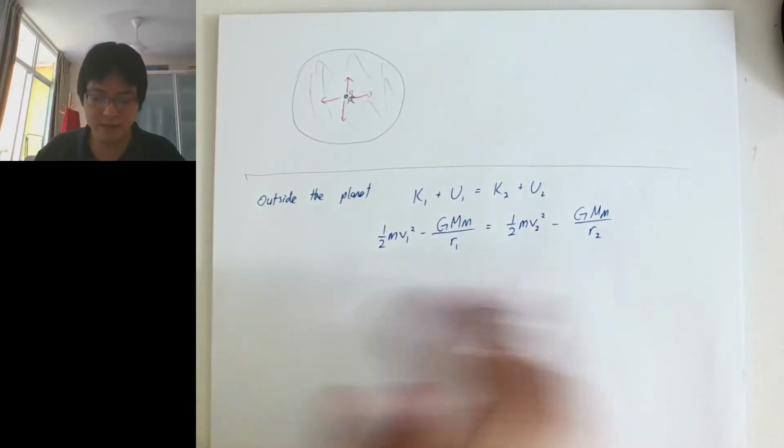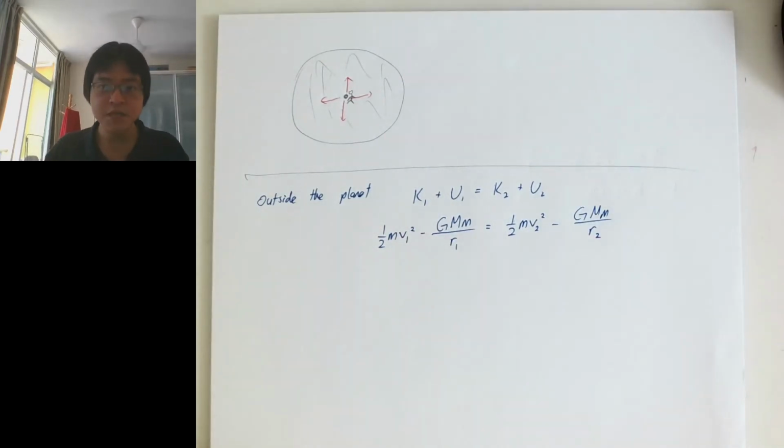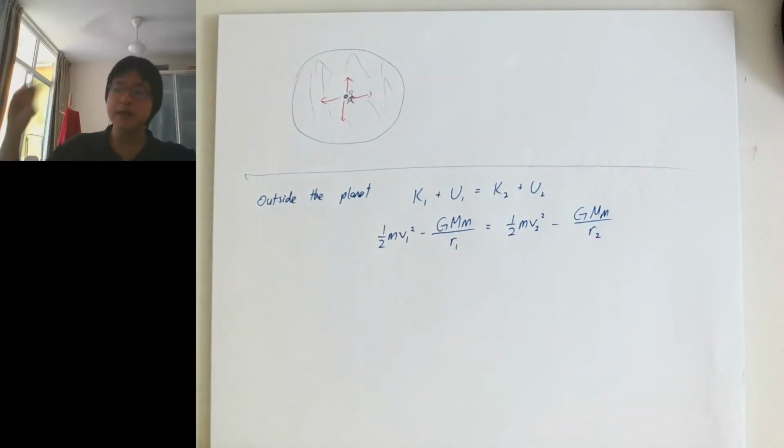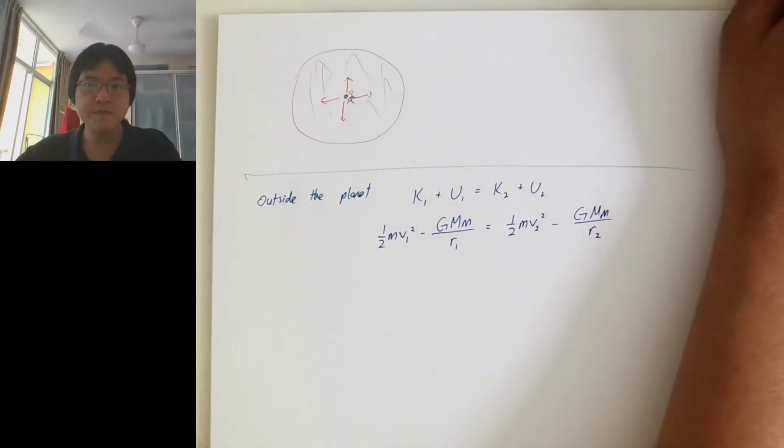Okay, so this is the equation for conservation of energy for an object in gravity that is initially at this position and later at some other position. Okay, so let us solve one example. We don't need this already, right?